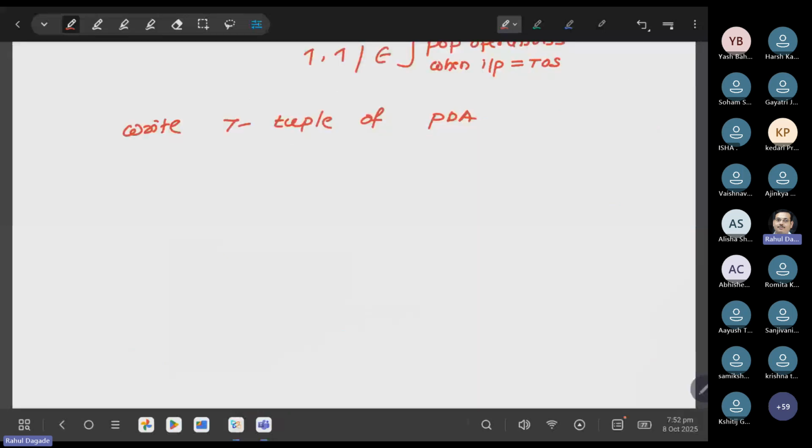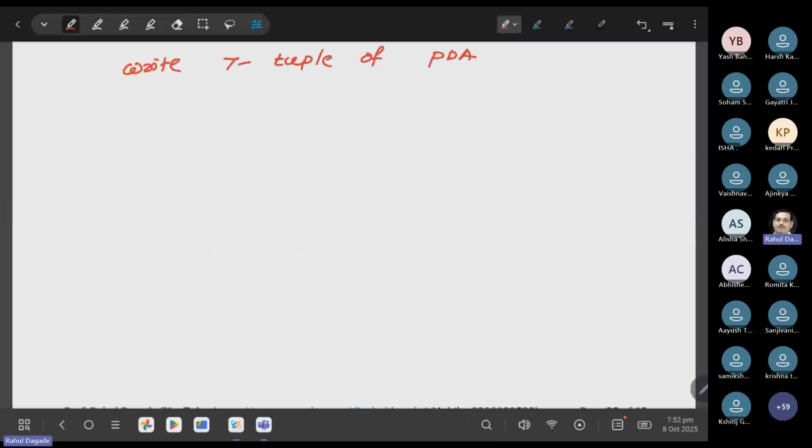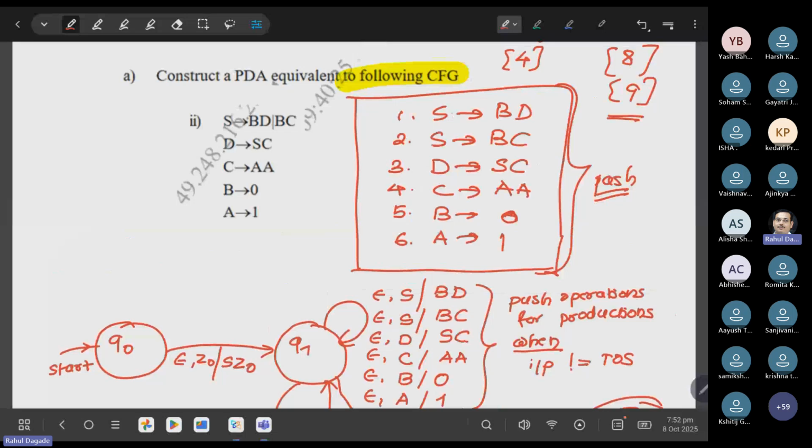After that, show the simulation, that is the instantaneous description, ID, for an input. So what will be the input for this? We can generate a string. Which string can we generate? S gives BD. B gives 0. D gives, let's say, SC.